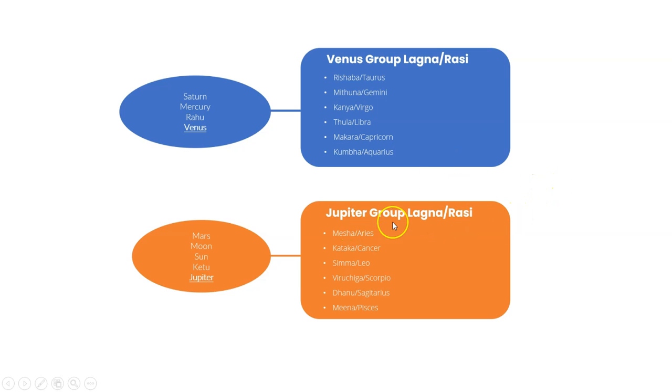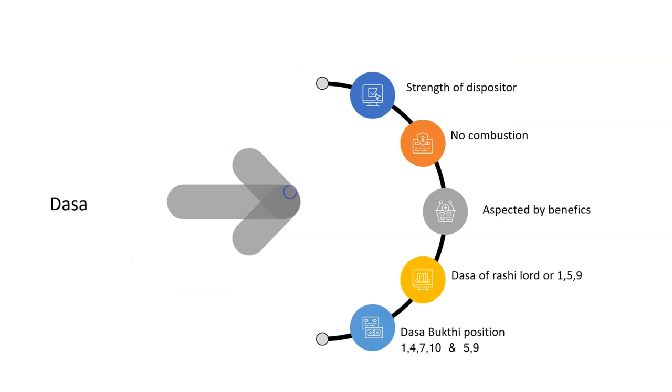Similarly, for Jupiter group Lagna and Rashi, Mars, Moon, Sun, and Jupiter dashas will generally be good, along with Ketu dasha, right? This is one aspect that we look at when it comes to decoding how a dasha will be and how a dasha bhukti will be.